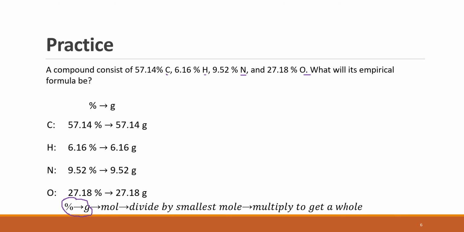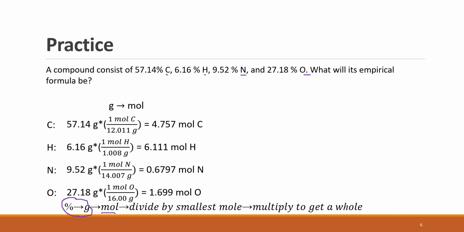The next step is to find the molecular weight of each element present and divide the gram amount by the molecular weight of each element, and that will give us the molar amount. So for carbon, divide by 12.011, its molecular weight, hydrogen 1.008, and so on and so forth. So now we have the molar amounts.